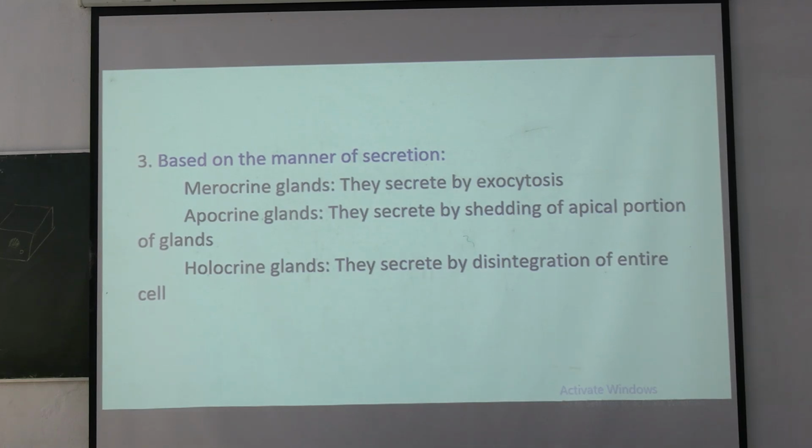Now, based on manner of secretion, this is the way it secretes. You have to know this basic classification. You might get an MCQ question or a short note. Merocrine glands secrete by exocytosis. Apocrine glands secrete by shedding of the apical portion of the cell, and holocrine glands secrete by disintegration of the entire cell.